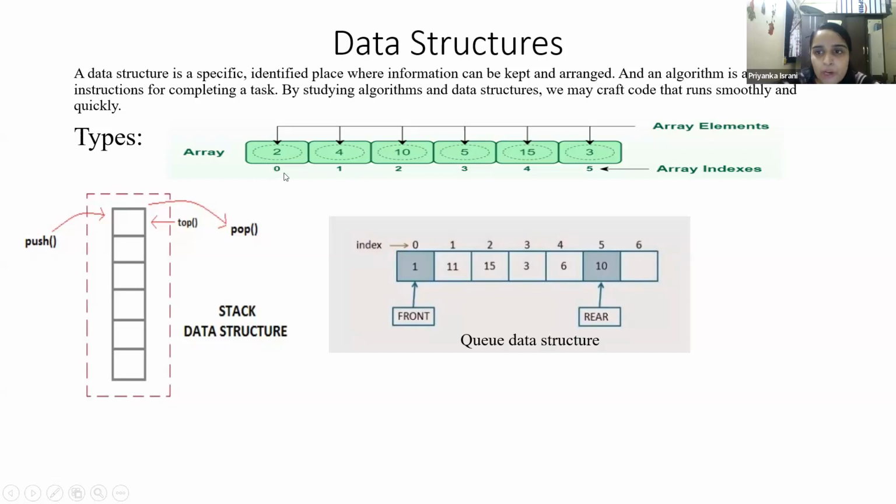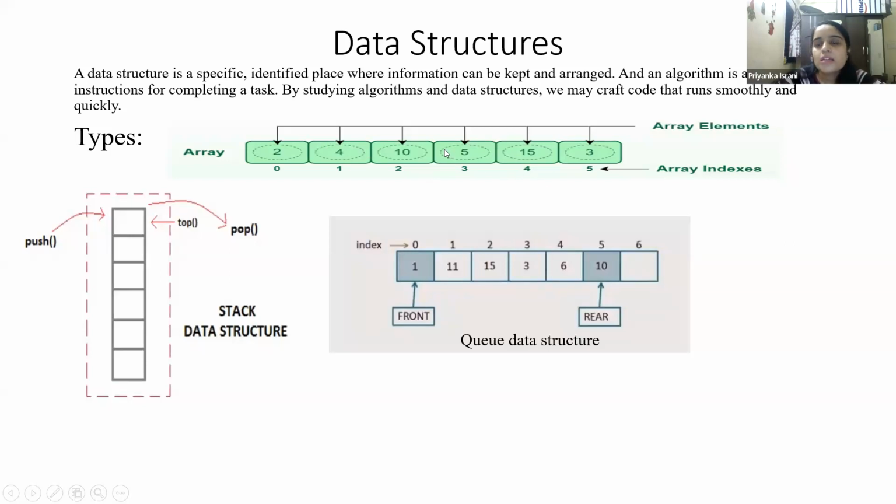They have a location, they have the indices, they have the elements. There are different ways of storing data in the computer. One way is an array, where the first location is the 0th location, the second location is the 1st location. So the indices of an array start from 0. And the value inside an index is known as an element. So 2 at index 0 is an element of the array. The size of this array is 6, starting from 0 to 5, and it has the elements 2, 4, 10, 5, 15, and 3.